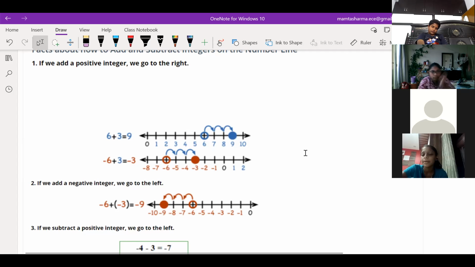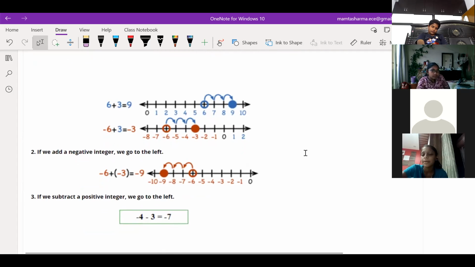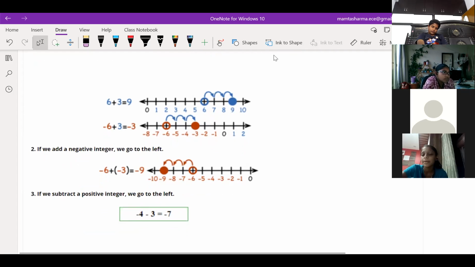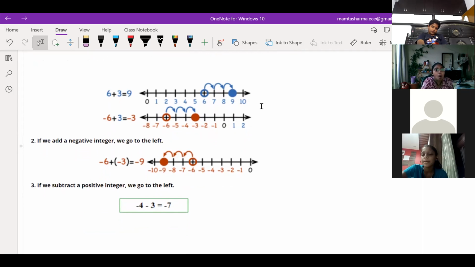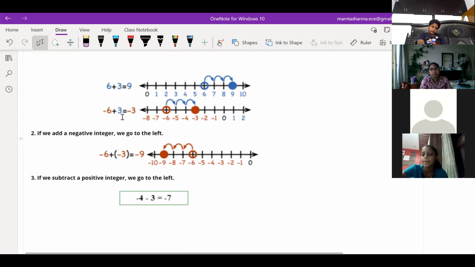Ma'am, first we draw a number line and write from 0, because all the numbers in the question are positive. We write all the positive numbers, usually till 10. Since 3 is positive, we move 3 places towards the right, starting from 6: 6 to 7, 7 to 8, and 8 to 9. So 9 is our answer. Absolutely correct. Now, how will you add minus 6 plus 3? Wait. Raise your hand. Srushti.